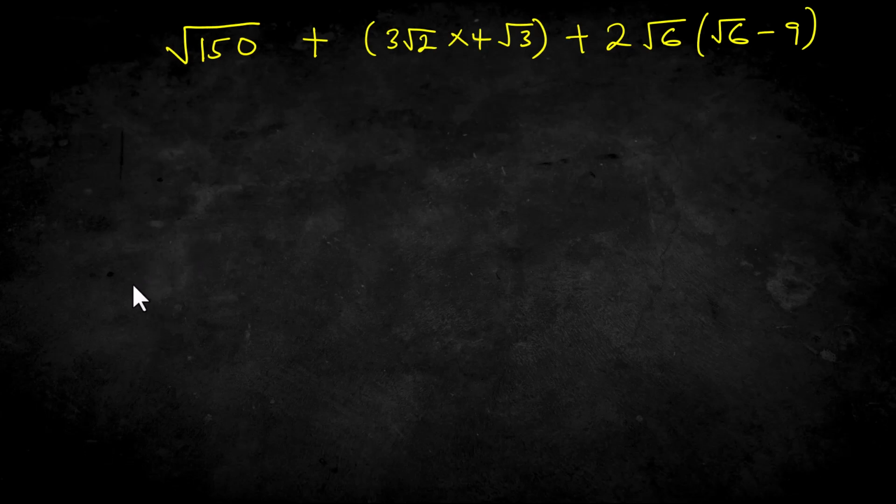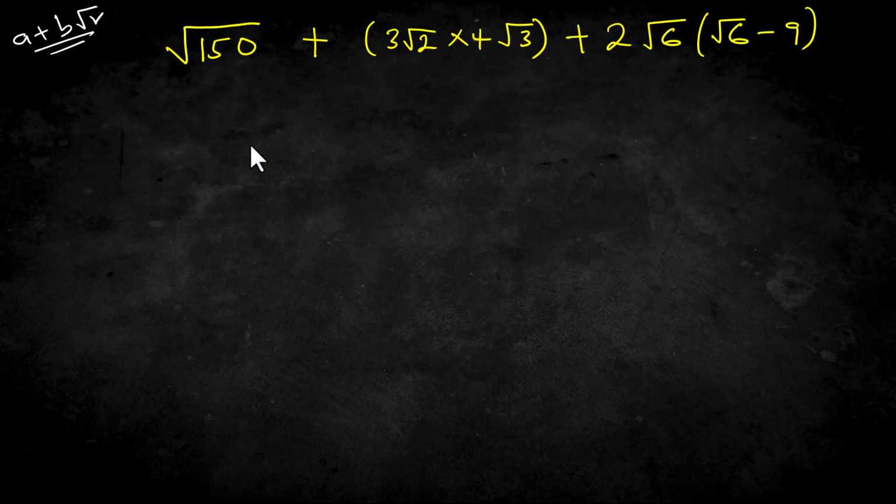All right, so let's solve this question together. Let's express this one in the form of a plus b root r. Okay, let me put it here. We want to express this one as a plus b root r. All right, so let's get started.